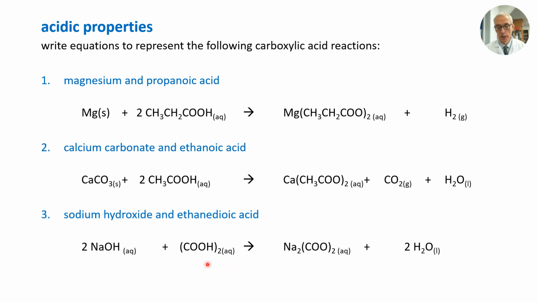So ethane dioic acid has 2 acidic hydrogens, so it will combine with 2 sodiums to form sodium ethane dioate, and 2 moles of water are produced, requiring 2 moles of alkali.